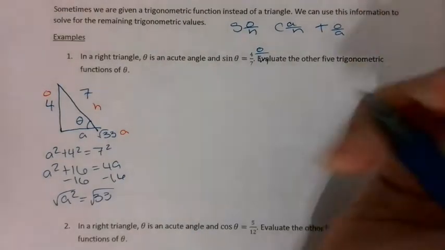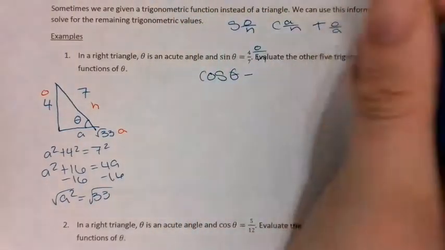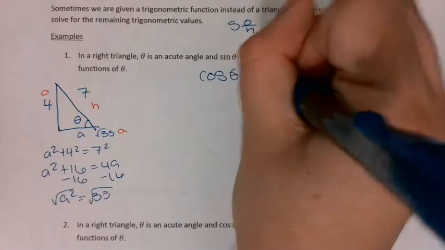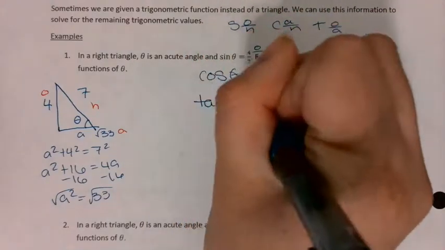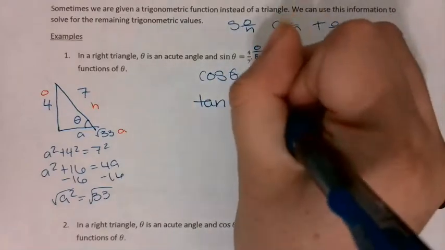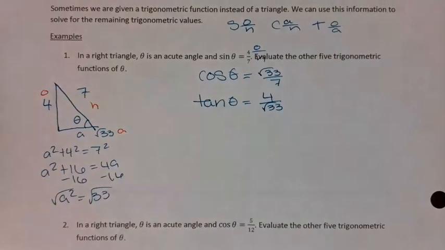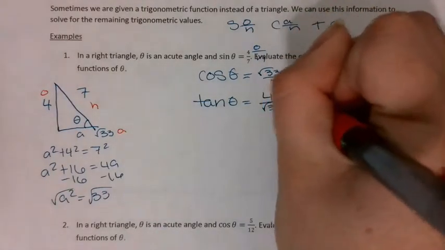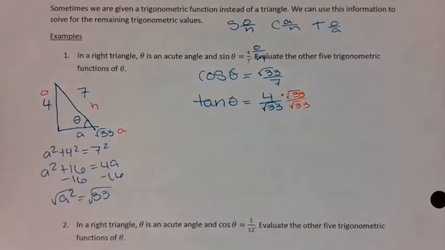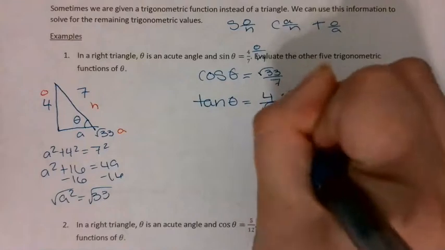Okay. So I already have sine, so I'm going to go ahead and move on to cosine, which is adjacent over hypotenuse, so square root of 33 over 7. Tangent is opposite over adjacent, so 4 over square root of 33. I have to simplify this one, so I'm going to multiply by the square root of 33 over the square root of 33. I end up with 4 square root of 33 over 33.